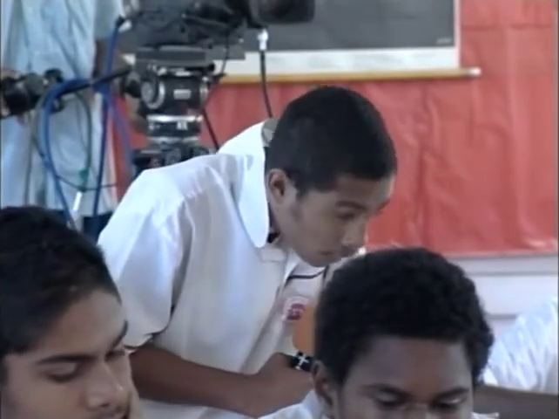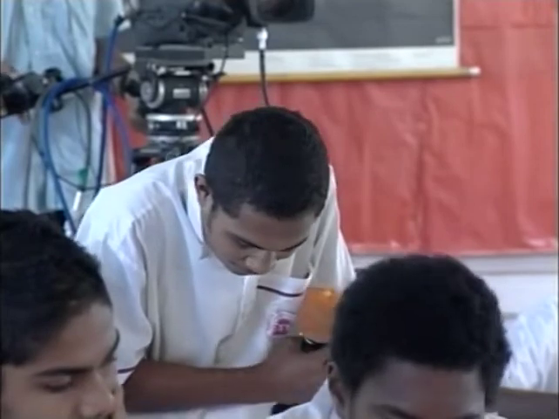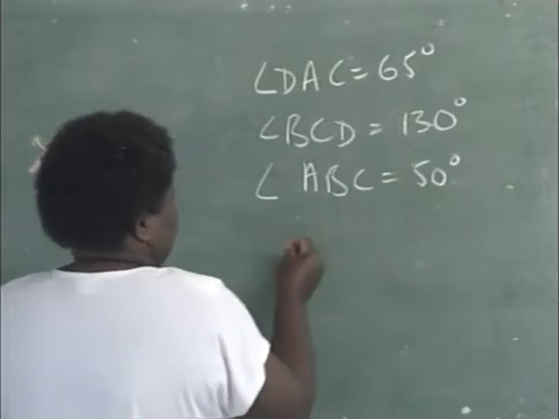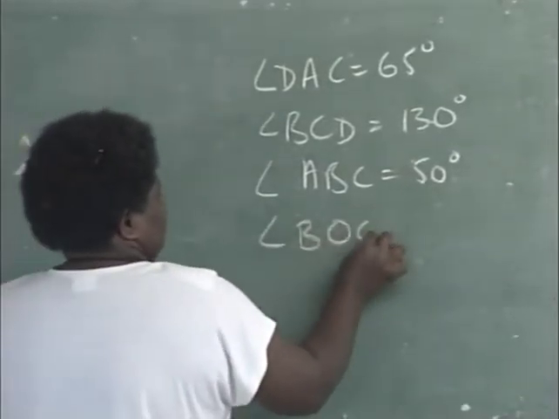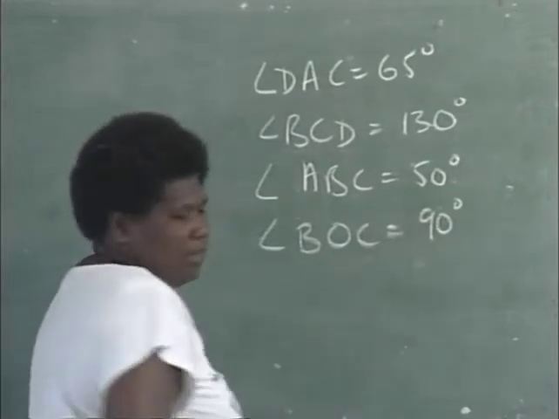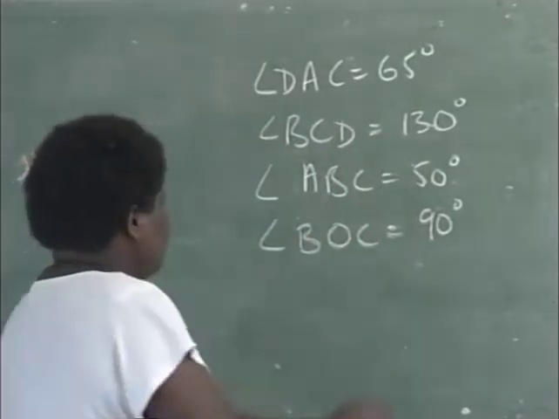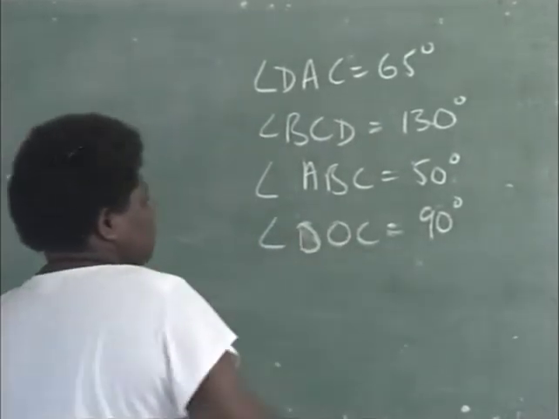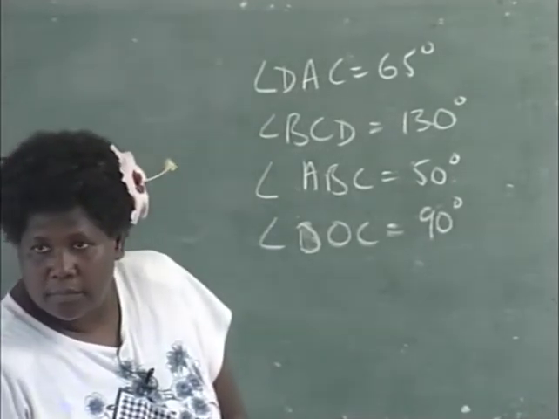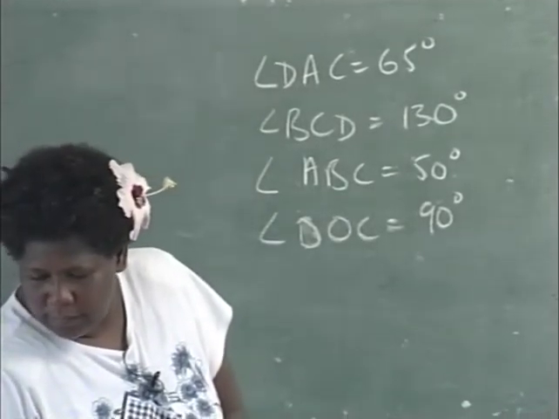65 degrees. DAC is 65 degrees. Next one, BCD equals 130 degrees. 130, yes. Next, ABC equals 50 degrees. And DOC equals 90 degrees. Okay, O is where the diagonals intersect, so it should be 90 degrees. Sorry, DOC. All agree? Right, next one.